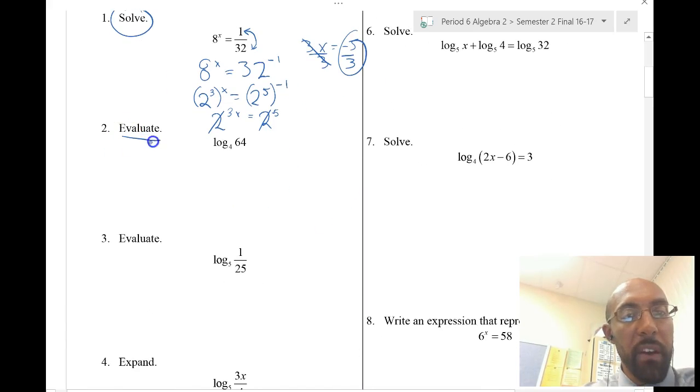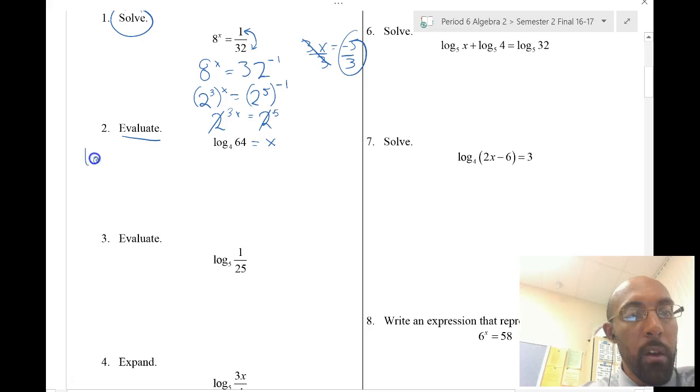Now this says to evaluate, basically figure out how much is this actually. What's the quantity? All right, so we don't know what the quantity is, so we're going to call it x, or we could call it a, either way. So what we're going to use is the property that says I can change this into exponential form.